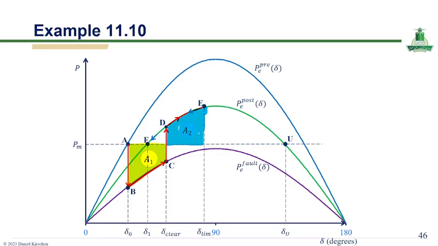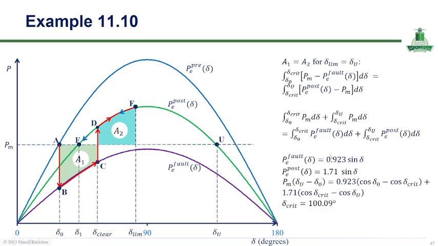For the system to remain stable, these two areas must satisfy the equal area condition. Otherwise, there cannot be a stable system. So the figure also highlights important operating angles such as the initial rotor angle, clearing angle, and maximum permissible angle, which are essential for determining system stability and the stability limit after faults.